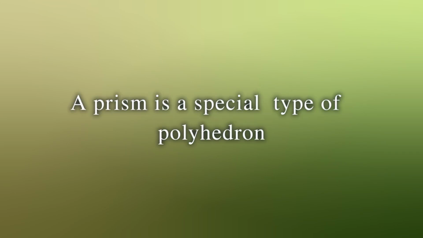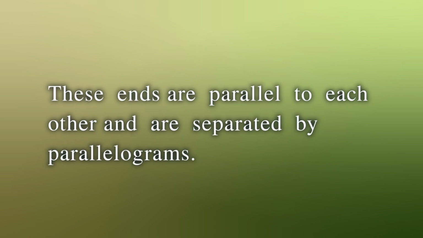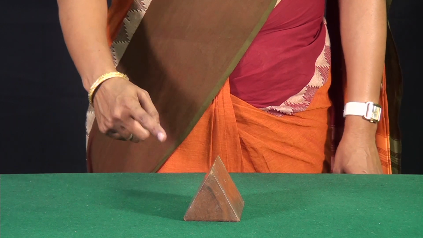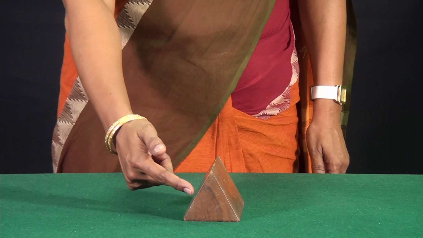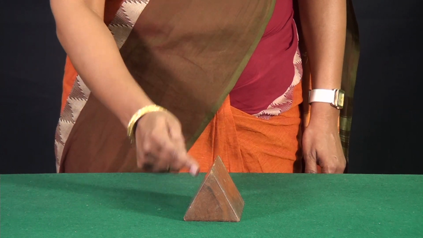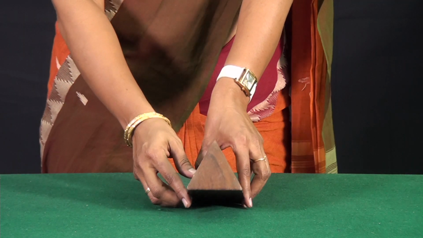Moving on to another set of interesting solids, that is the prisms and the pyramids. Prisms. A prism is a special type of polyhedron. It has 2 ends which are of the same shape and size, and these ends are parallel to each other and are separated by parallelograms. Like for example, look at this solid. It has 2 triangles at the ends and the ends are parallel to each other and are separated by parallelograms. This is called a triangular prism.